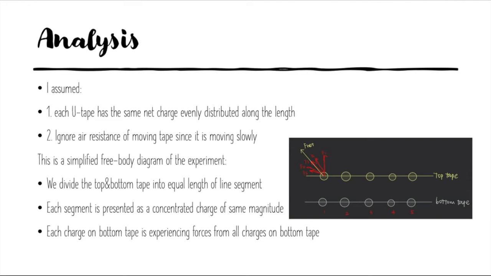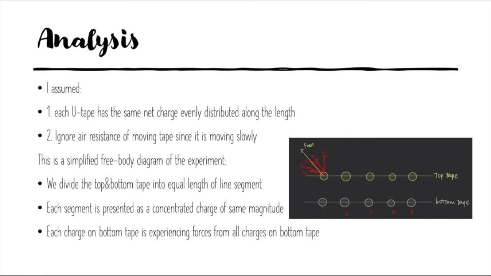In my analysis, I assume each tape has the same net charge evenly distributed along the line, and secondly, I ignore the air resistance of the moving tape since it is moving slowly. So there are only two forces applied on the top tape, that is the electrical force and the gravitational force. And here is a simplified free body diagram of this experiment.